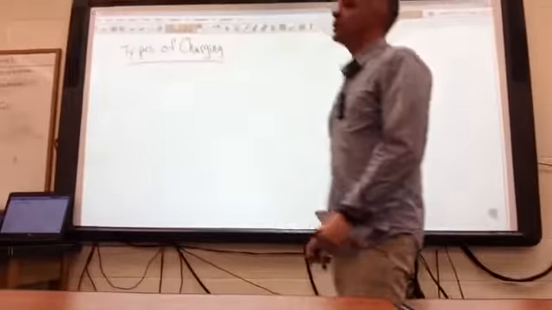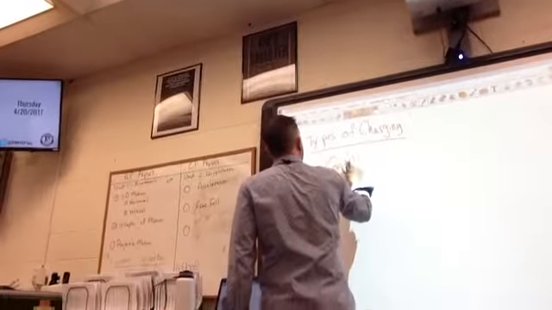All right, so types of charging. How can we move electrons? So charging means how can we move electrons from one place to another? The first is through contact or friction.